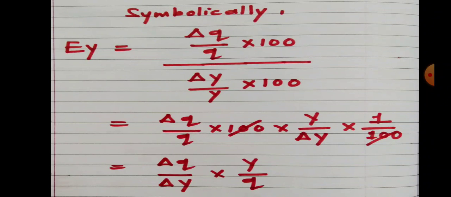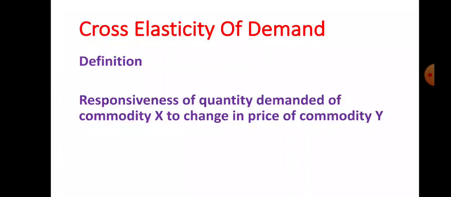So what happened in the next step? Delta Q upon Q into 100 into Y upon delta Y into 1 upon 100. 100 get cancelled. Then what remains? EY is equal to delta Q upon delta Y into Y upon Q, that is income elasticity of demand.